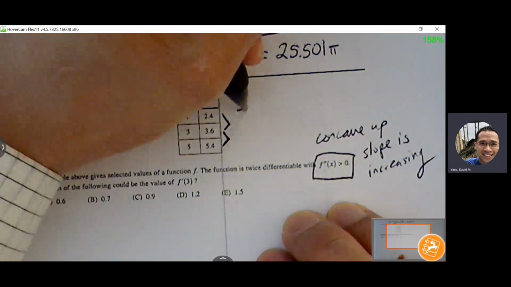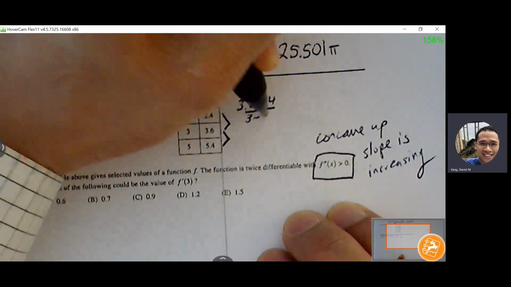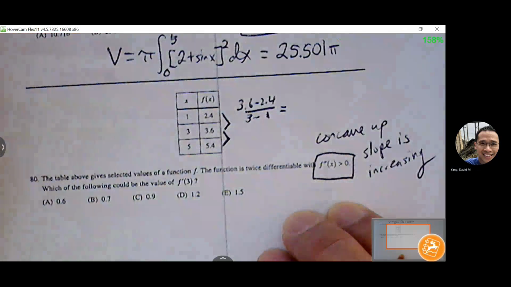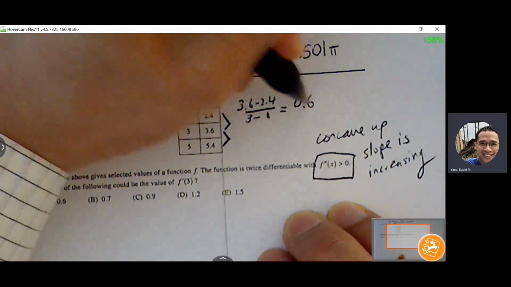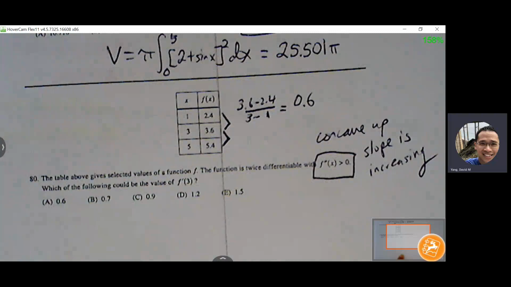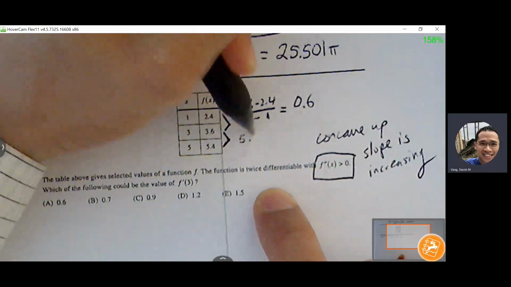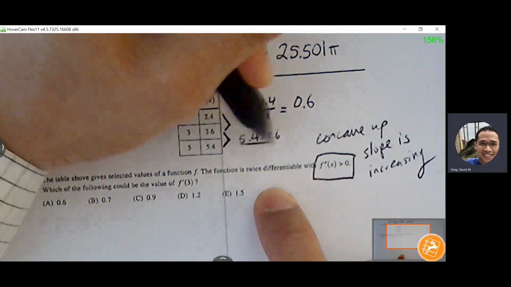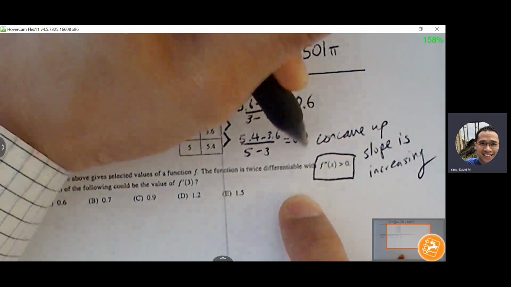So we do 3.6 minus 2.4 over 3 minus 1. Plug that in the calculator, we get 0.6. So the slope between 1 and 3 is 0.6. The slope between 3 and 5, 5.4 minus 3.6 over 5 minus 3 is 0.9.